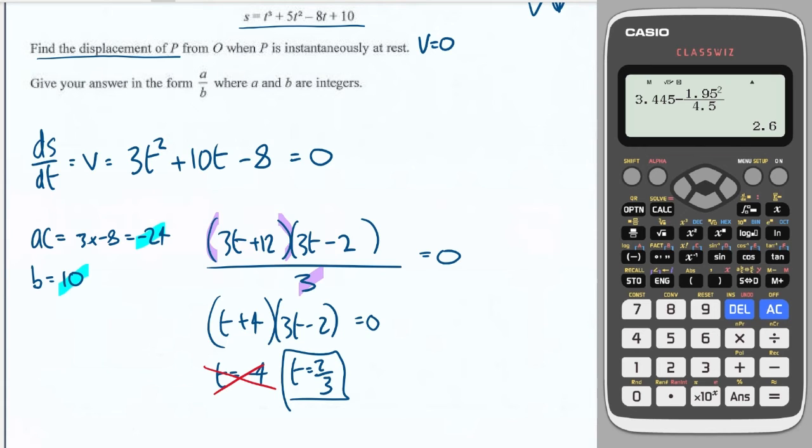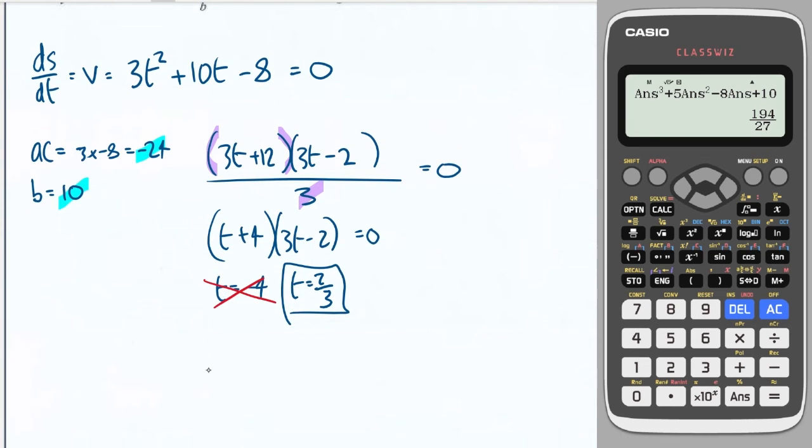Okay, so to do that I would do 2 divided by 3 equals, now that's my answer, so I can use my answer button. It's just going to save me a little bit of time, rather than writing 2 over 3 every time. So I'm going to cube it, I'm going to plus 5 lots of it squared, I'm going to minus 8 lots of it, and I'm going to plus 10. So much quicker than having to write out 2 over 3 every time. And it gives my answer as a fraction, great. So it is 194 over 27. So displacement is 194 over 27. Perfect.